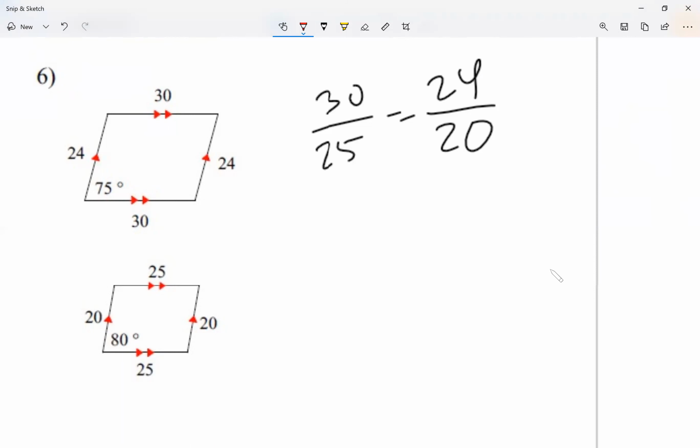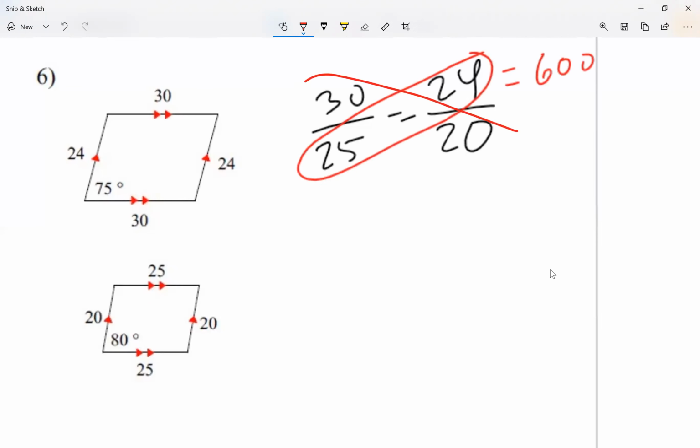If you like to simplify fractions, 30 over 25, I will say divide each by 5, and then 24 over 20, I will say divide each by 4. But let me try the new method. We know how to simplify fractions, but let's try the new method that I just mentioned. Let me cross multiply. 25 times 24, that's 600. 30 times 20, that's 600.